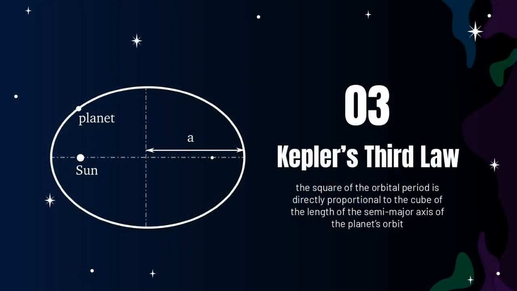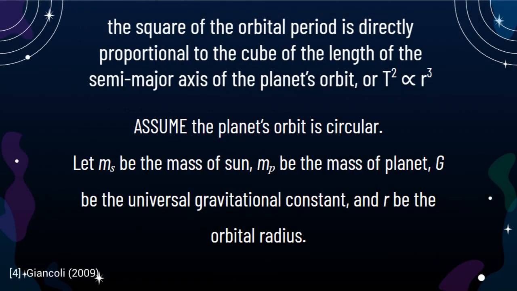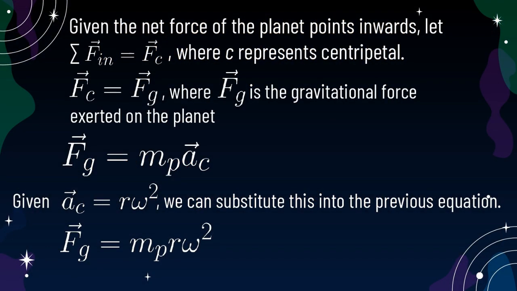Kepler's third law states that the square of any planet's orbital period is proportional to the cube of the semi-major axis of the elliptical orbit. To prove this law in the easiest way, we have to initially assume that the orbit is circular. Since we proved earlier that the orbits are elliptical and observationally know that they are nearly circular, this is a fair assumption. These following variables will be used in the proof. Ms will be the mass of the Sun, mp will be the mass of the planet, G is the universal gravitational constant, and r is the orbital radius.